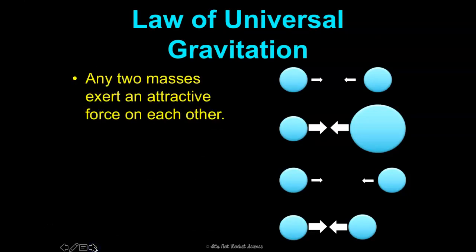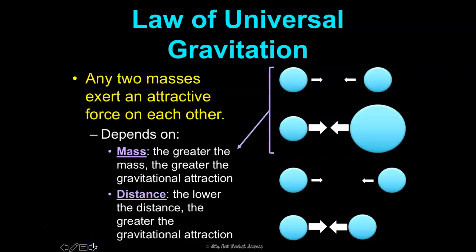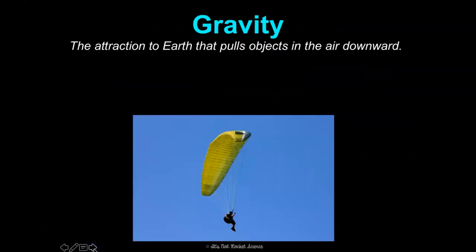And then we'll move on to the law of universal gravitation. It's any two masses that exert an attractive force on each other. So it depends on mass. The greater the mass, the greater the gravitational attraction. So that is what you will put down. And distance. The lower the distance, the greater the gravitational attraction. There's your example. The attraction to Earth that pulls an object in the air downward. Gravity just basically pulling everything towards the ground, everything down.